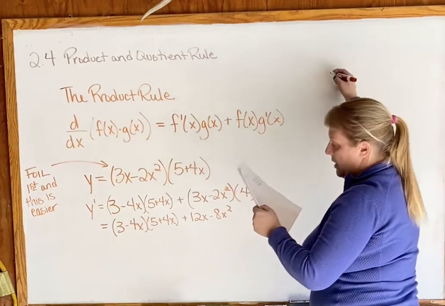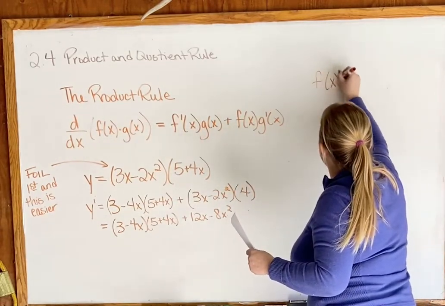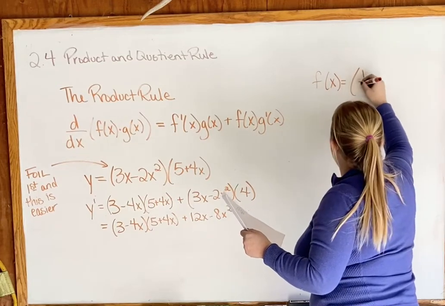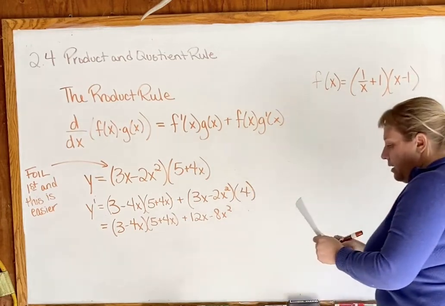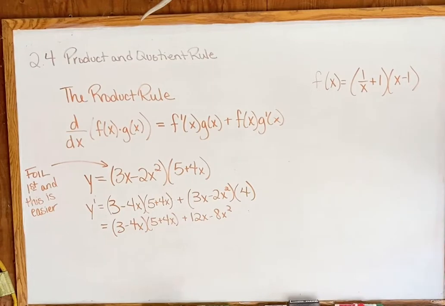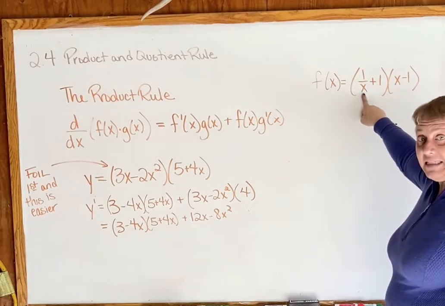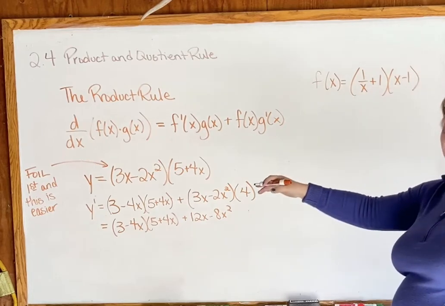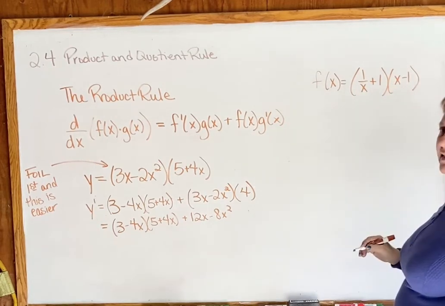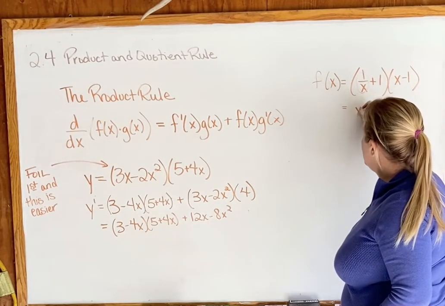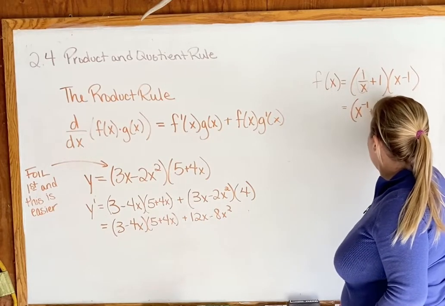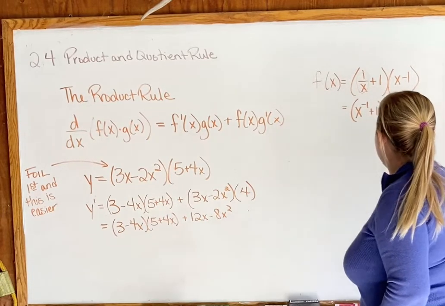Let's say we had f of x equals 1 over x plus 1, times x minus 1. On this one, you still could FOIL it. It's not horrible, but we're getting into things that are not quite as nice anymore. So if we want to use the product rule here because it doesn't look as nice, that might be the thing. Now remember that we never want to leave something like this. So the first thing we're going to do is write that as x to the negative 1 plus 1 times x minus 1.